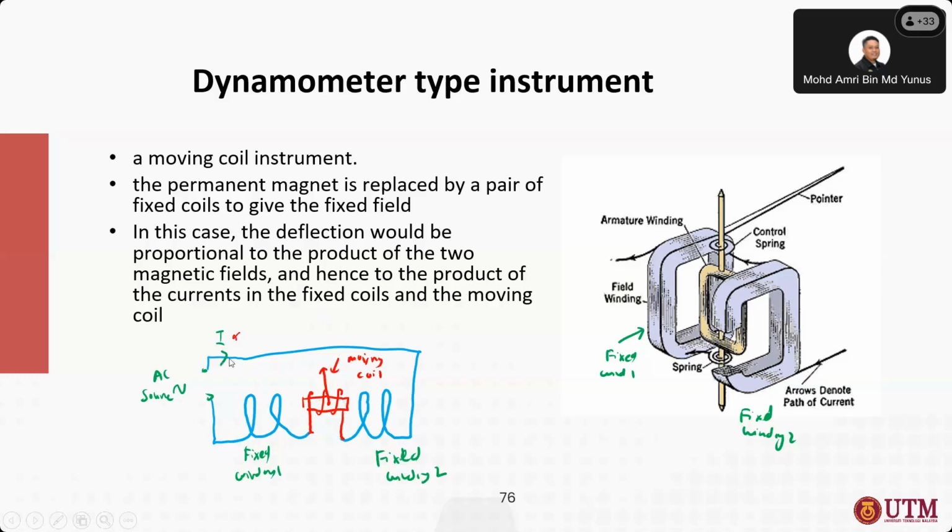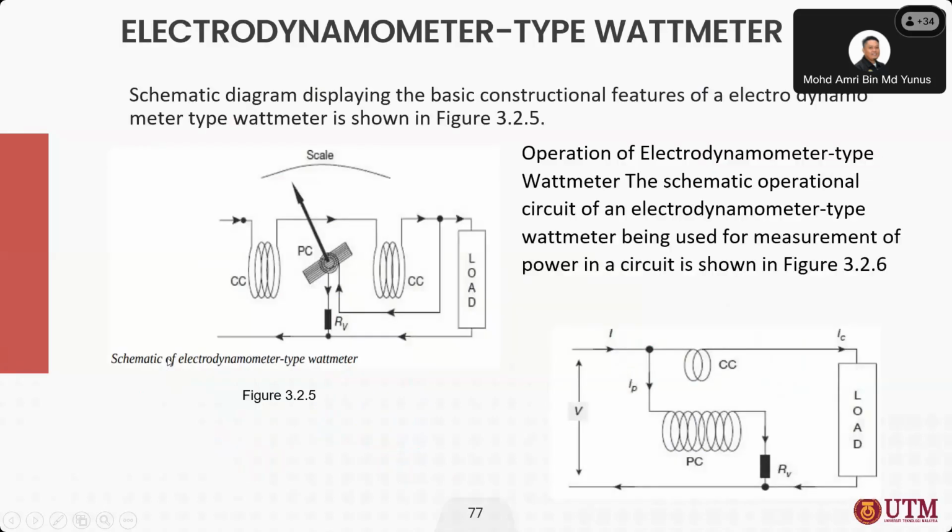Okay, this is the basic connection of the dynamometer. If you use this directly to measure the current, it will cause the moving coil winding to break, because it cannot cope with high current. So there is some modification required for the system. As you can see here, this is the modification of the dynamometer.